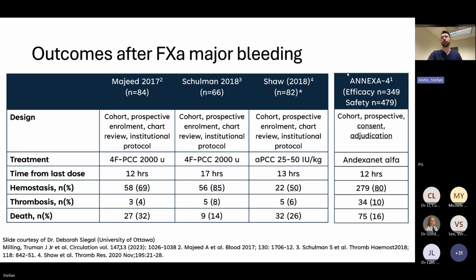And when we compare that to what andexanet looked like, it also had a similar 80% hemostatic efficacy, but the thrombosis rate was double. So it had a 10% risk of thrombosis, and that's really, I think, what killed it as being an effective anticoagulant reversal for the DOACs.